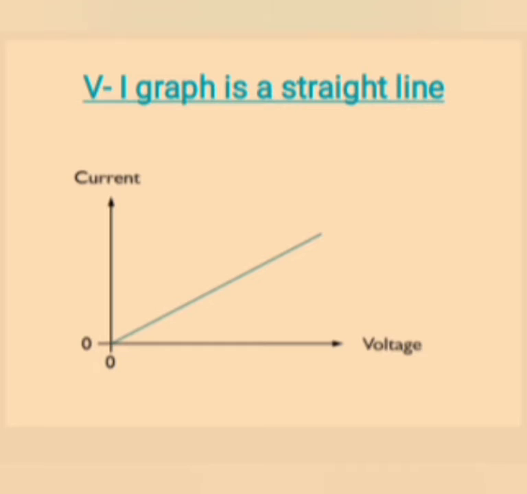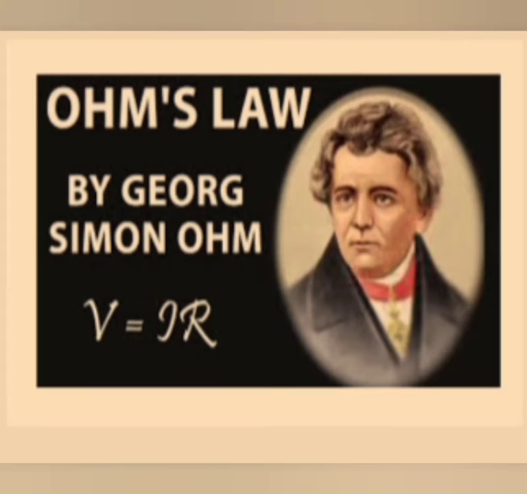This relationship between the potential difference and the current flowing through a conductor was given by a German physicist, George Simon Ohm, in the year 1827, and it is called Ohm's law. Let us define Ohm's law.